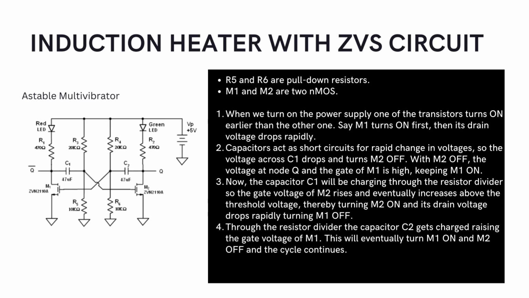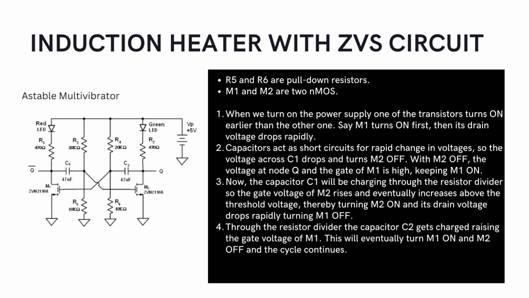A ZVS circuit works similar to an astable multivibrator, where it works based on the switching of two transistors. Initially, if we give power supply to this circuit, then both the transistors will be switched off, but a slight difference between the transistors may lead to one transistor turning on before the other one. Say M1 switches on before M2. As M1 turns on first, its drain voltage drops rapidly, and capacitors act as short circuits to rapid changes in voltages. So C1 will act as a short circuit, and the voltage near node Q dash drops, so the gate voltage of M2 will also drop, keeping it switched off.